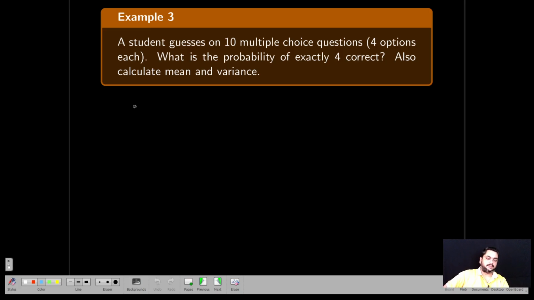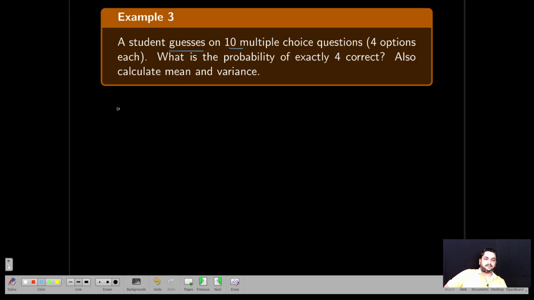Next, a student guesses. All these questions, similar questions you have solved before. There you calculate the entire sample space and then you calculated all the probabilities and then you applied something and you got the answer. But if I know to follow a certain process, it's very easy to solve. So I've taken this example so that you can appreciate. Same question you have solved before.